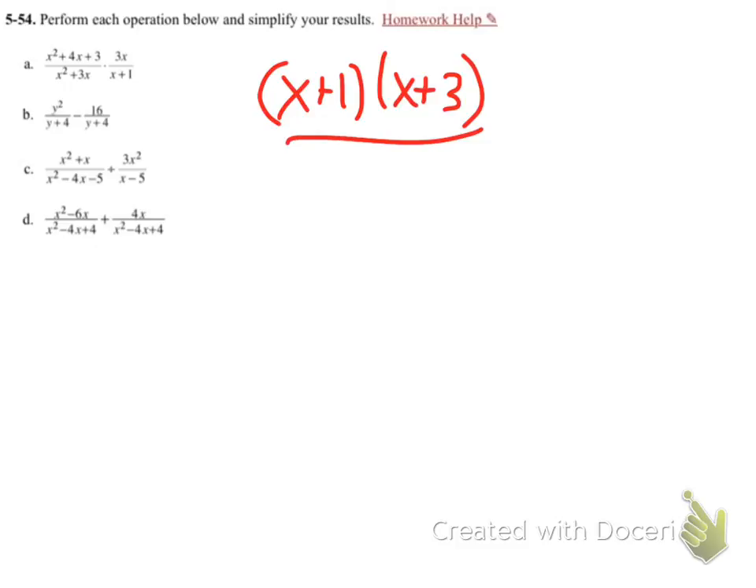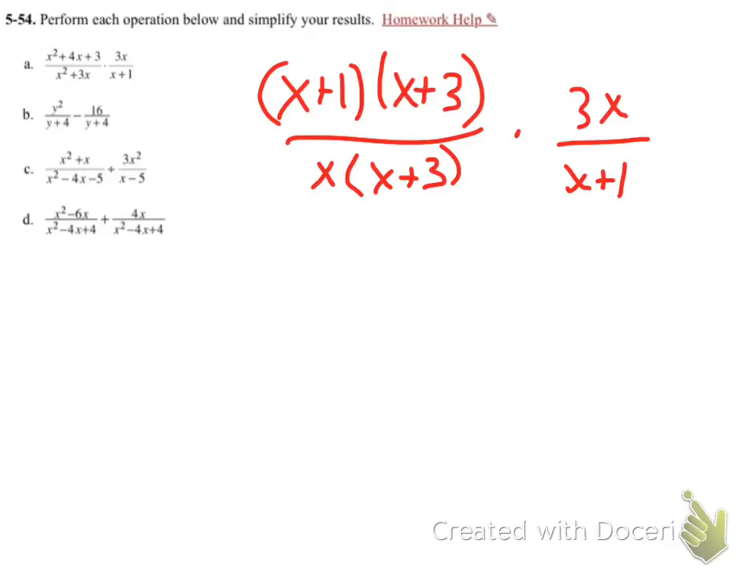The denominator, if you notice, there's only two terms here. They both contain an x. So I can factor an x out of that, and I have x times x plus 3. And then I have 3x over x plus 1 in the denominator.